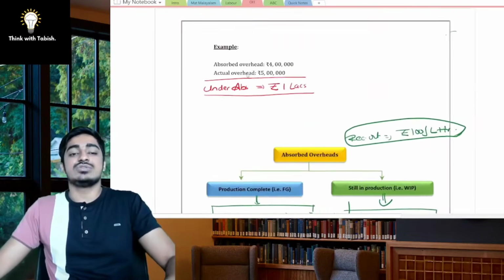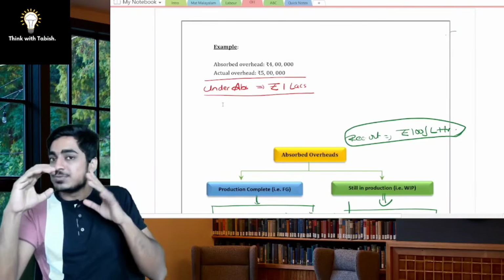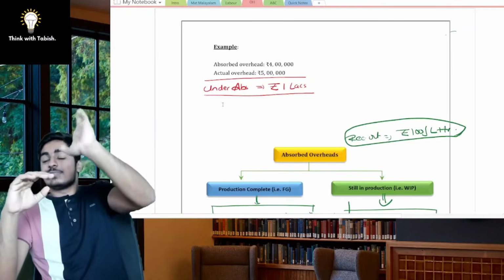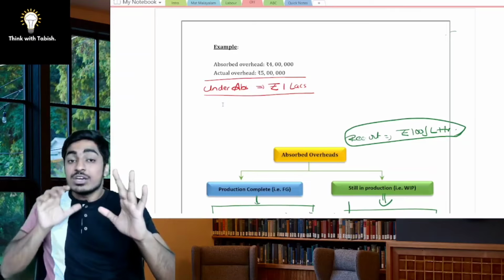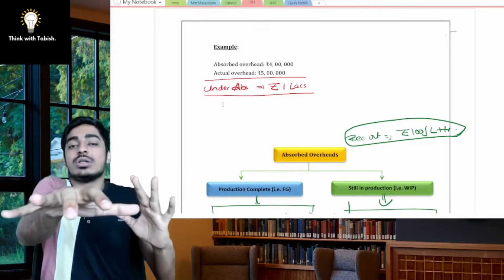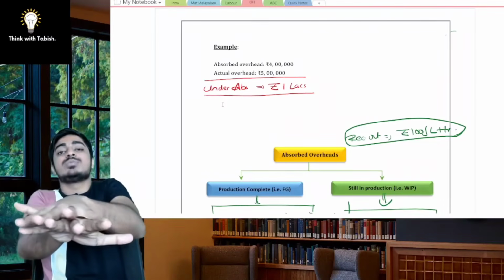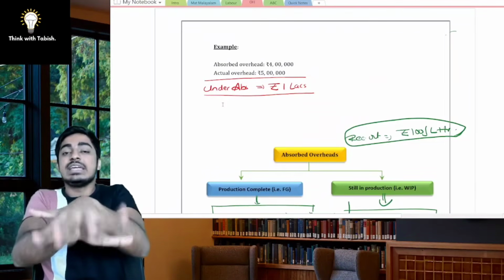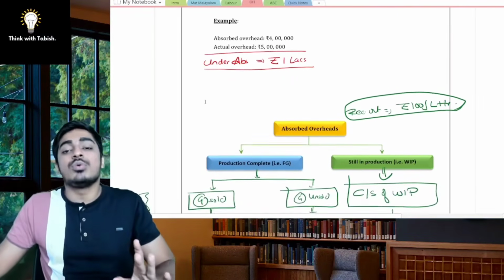So how do we charge using the supplementary rate? For example, overhead absorbed is 4 lakh, actual overhead is 5 lakh, so under absorption is 1 lakh. We tell where all this absorbed overhead has gone, and to all those places, in the same ratio, this under absorption should also go, so that ultimately it becomes profit. Firstly, where has all the absorbed overhead gone?